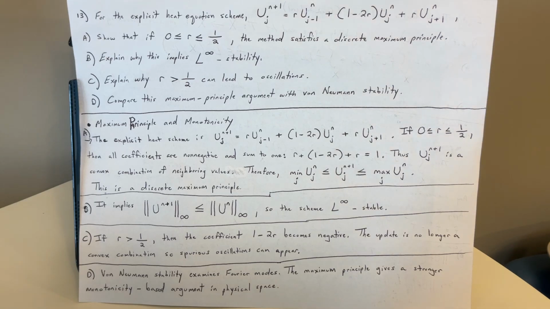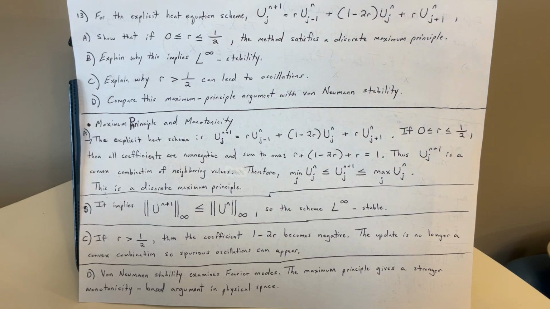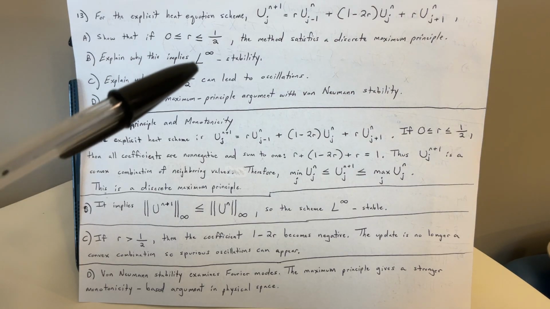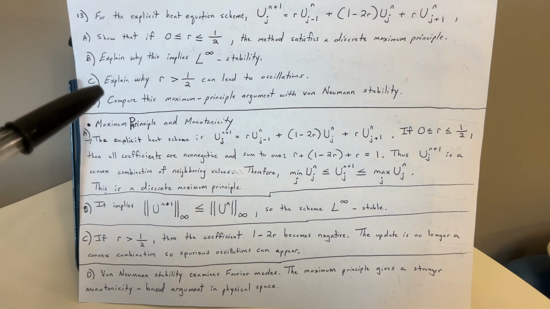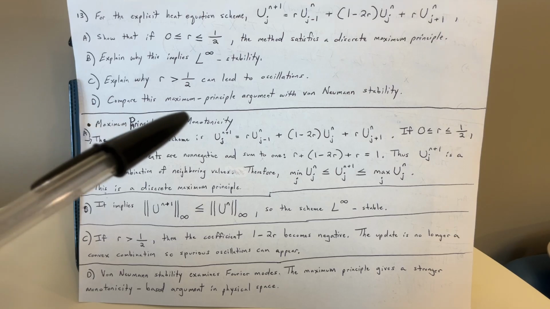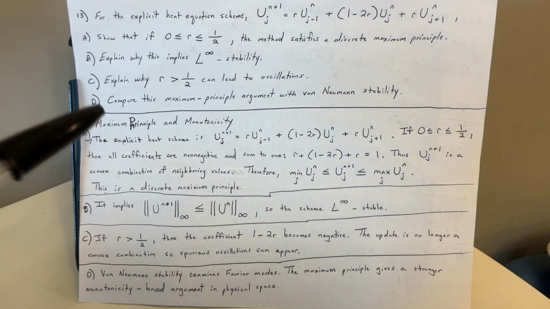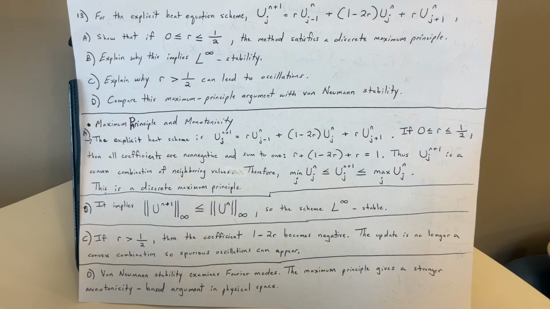Part A, show that if 0 is less than or equal to r is less than or equal to 1/2, the method satisfies a discrete maximum principle. For part B, explain why this implies L infinity stability. Part C, explain why r greater than 1/2 can lead to oscillations. And part D, compare this maximum principle argument with von Neumann stability. So this is maximum principle and monotonicity. Sorry about the misspelling there.